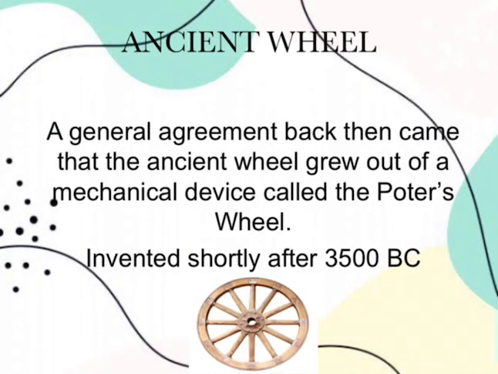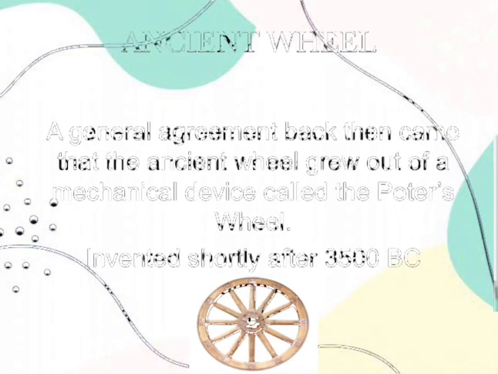Back then, ancient civilizations used animals for transporting long before the invention of the wheel. There is a general agreement that the ancient wheel grew out of a mechanical device called the potter's wheel. It was invented shortly after 3500 BC.